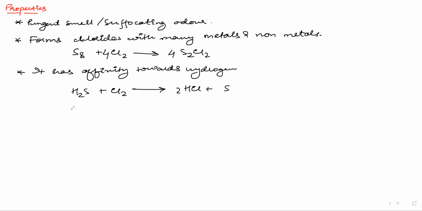If you have H2S or something like this, then it will abstract hydrogen. And for example, if you have a hydrocarbon, C10H16 plus Cl2, this will give you 16 HCl plus carbon.